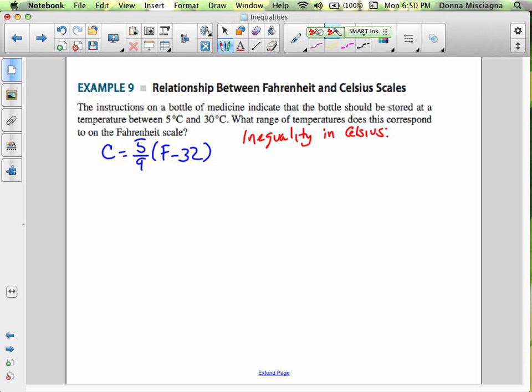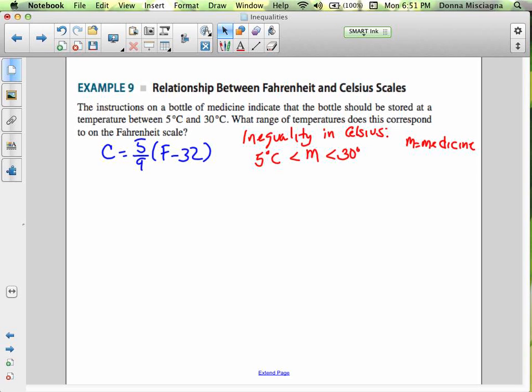All right, so we know it has to be between 5 and 30. So between doesn't mean equal to 5, and it doesn't mean equal to 30 degrees, right? It does mean that it has to be greater, so we'll use M for medicine. That medicine has to be greater than 5 degrees Celsius, but less than 30 degrees Celsius. All right? So we know what the inequality is in Celsius, but we don't want the inequality in Celsius. We want to know the inequality in Fahrenheit.